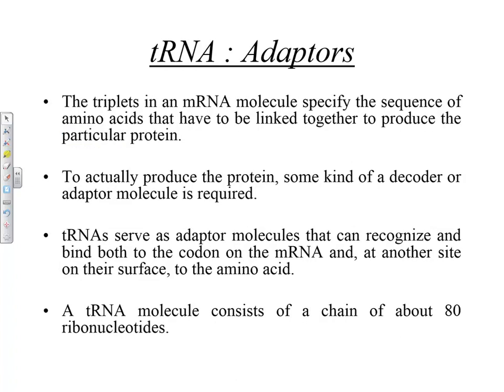Now the triplets in an mRNA, or messenger RNA molecule, specify the sequence of amino acids that have to be linked together to produce that particular protein. To actually produce the protein, you need some kind of a decoder or adapter molecule, right? And the tRNAs, or transfer RNAs, that we talked about earlier, serve as the adapter molecules that can recognize and bind both to the codon on the messenger RNA.